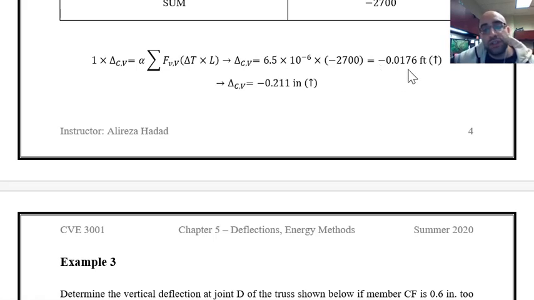I just changed this unit from feet to inch to see a more sensible deflection value, and you can see this value is equal to 0.211 inches, and it is upward as I discussed because the deflection sign was negative and it is in opposite to the direction of the unit load.